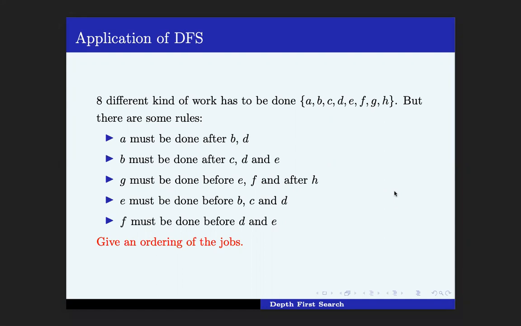So there are 8 jobs: A, B, C, D, E, F, G, H, and there are some rules. The rules are saying that the job A must be done before B and D, B must be done before C, D, and E, and so on and so forth. Your job is to find an ordering in which these jobs can be completed such that all these rules are satisfied.